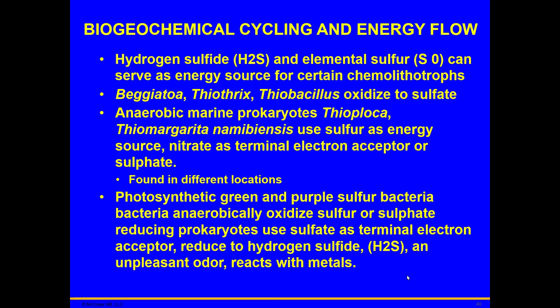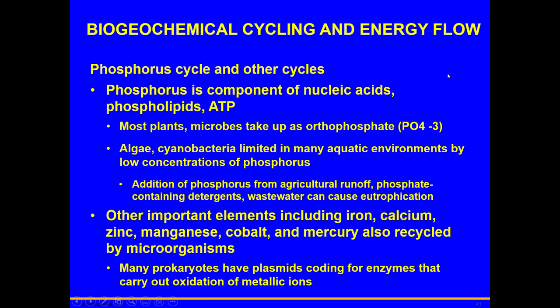Also, photosynthetic green and purple sulfur bacteria anaerobically oxidize sulfur or sulfate. And this is what you're going to have: sulfate-reducing prokaryotes use the sulfate as a terminal electron acceptor and reduce it all to hydrogen sulfide. Now, it's going to be a very unpleasant odor, but the other problem is that if you have a buildup of this hydrogen sulfide, it will react with metals. So it can start breaking down certain metals by forming metal sulfides.